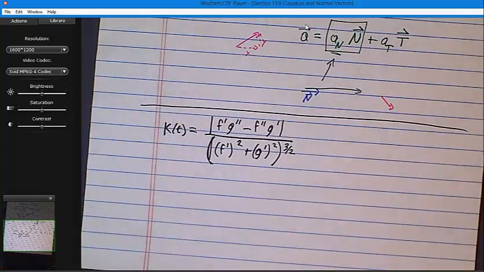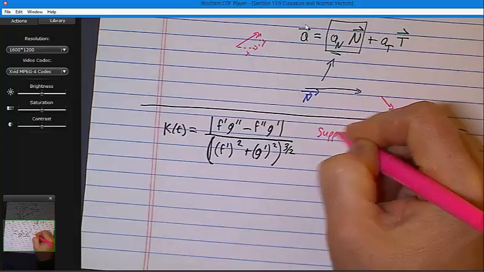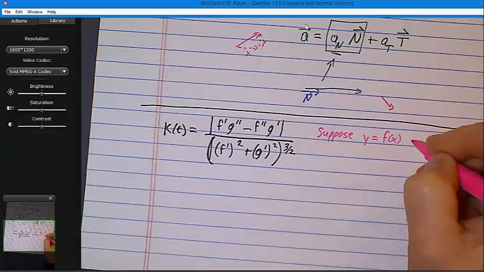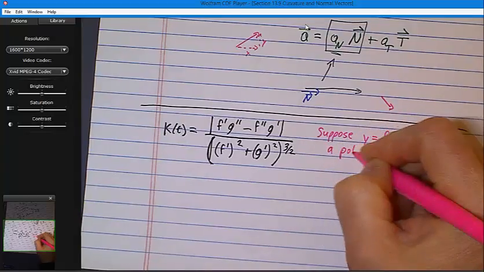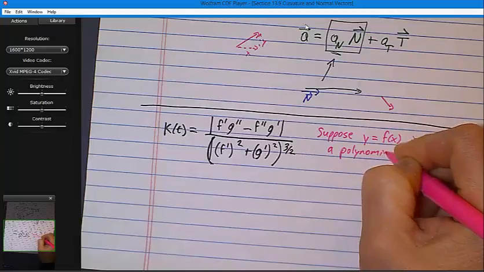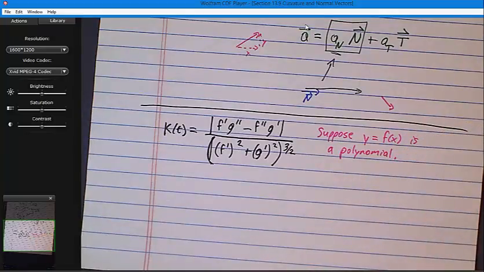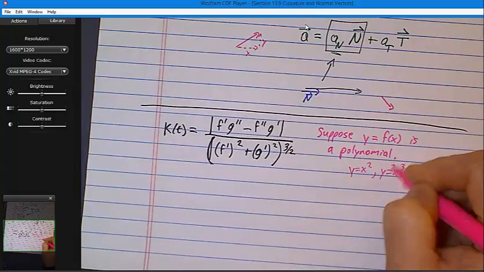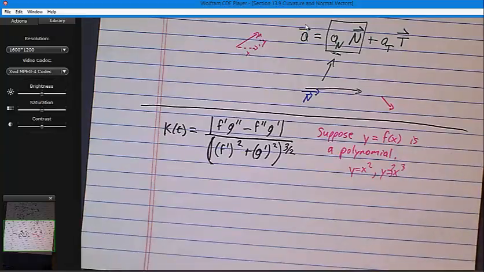So suppose y equals f of x is a polynomial. Now, if that's true, so example would be y equals x squared, or y equals x cubed, or 3x cubed, or whatever, right? You can make up whatever example you want for a polynomial. And I want to talk about the curvature just of polynomials, let's say.